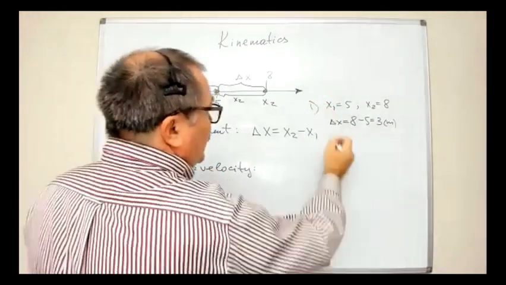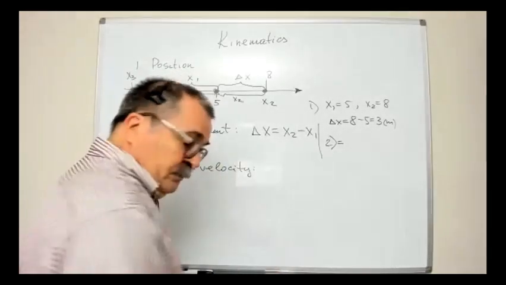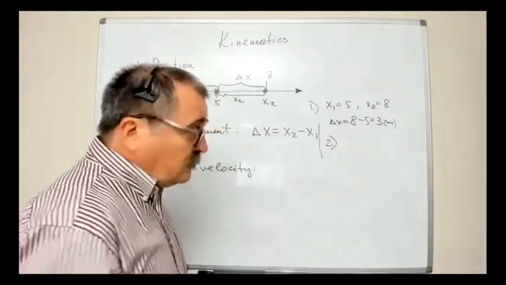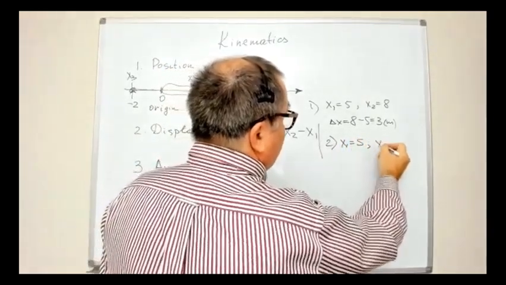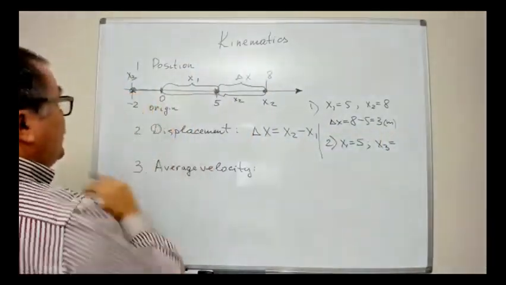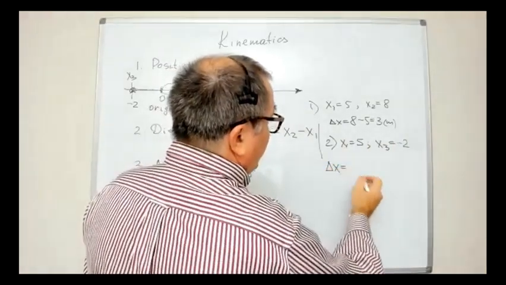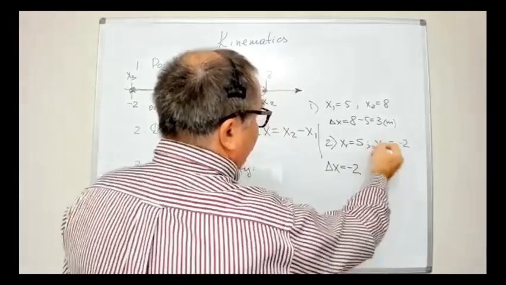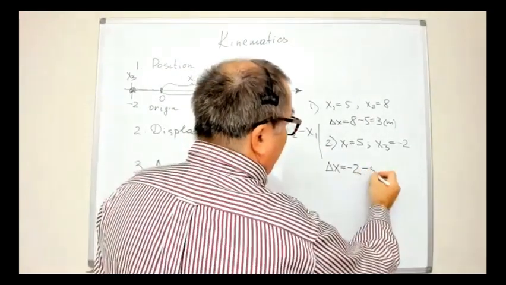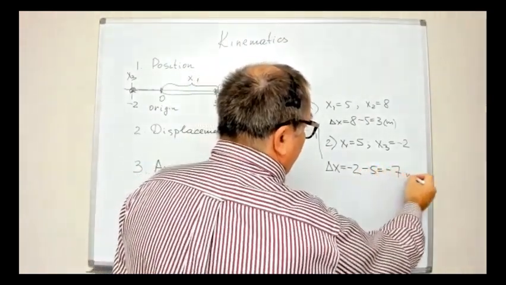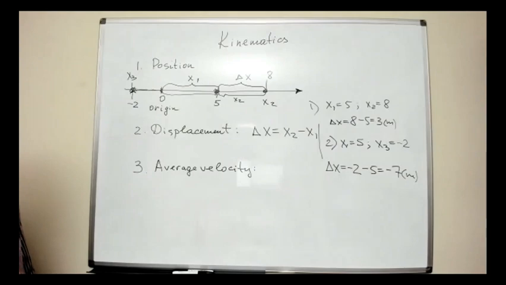So in this second case, I will take my initial position, x1 is 5, but my final position, x3, is minus 2. Then when I compute the delta x, I should write minus 2, because this is the final position, and this is the initial, minus 5. Minus 7 meters. So now displacement in the second case is minus 7 meters.